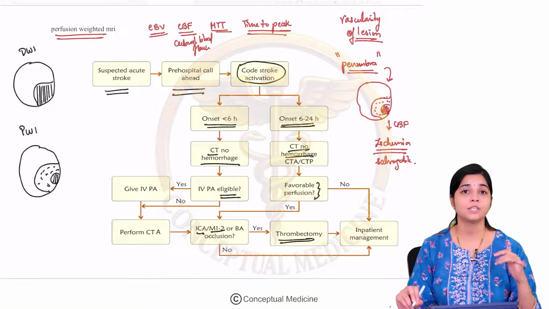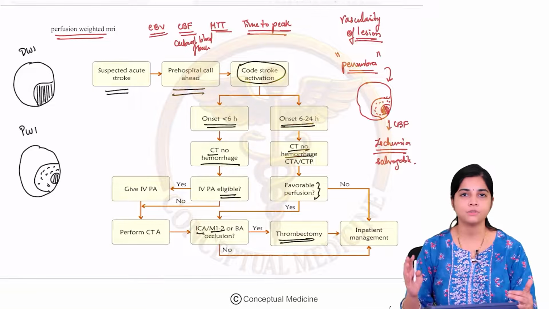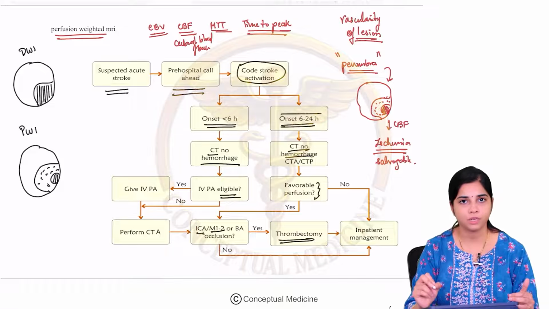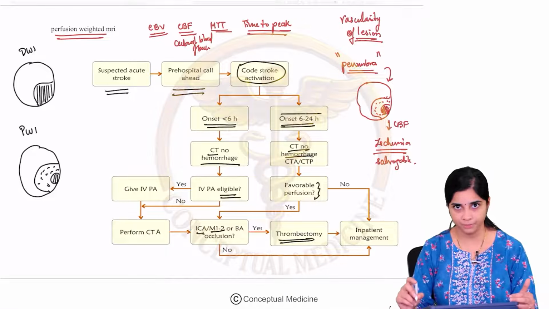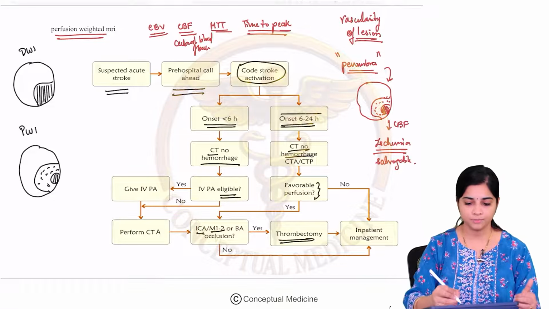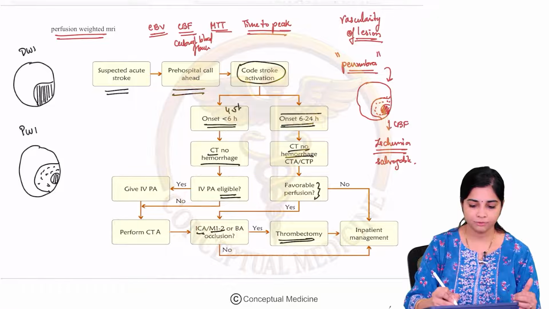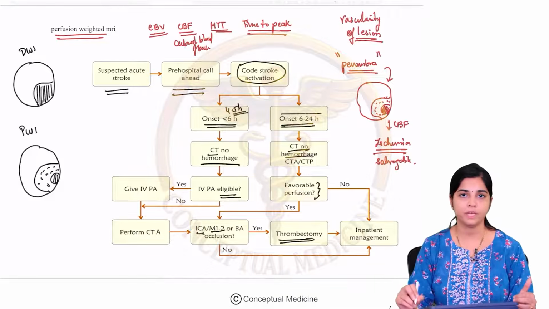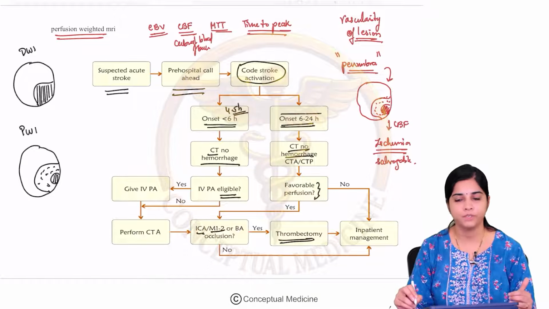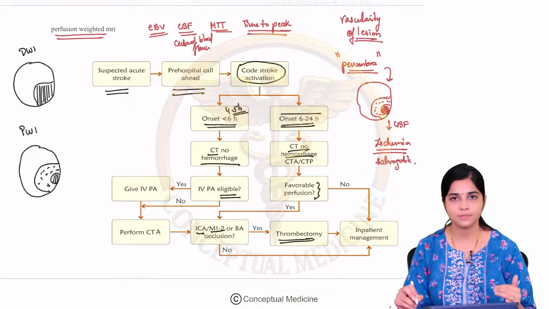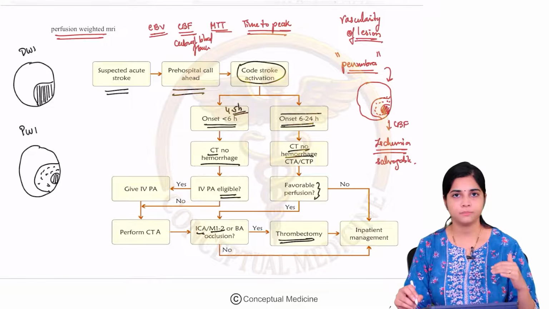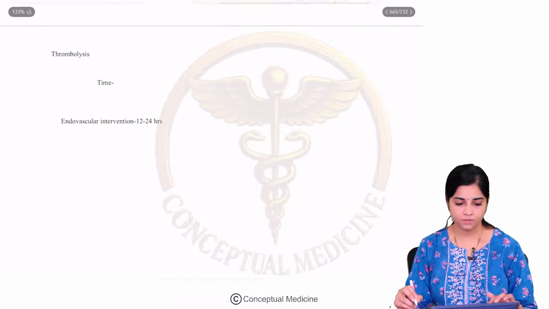Right, so if there is a large vessel stroke, ICA stroke, MCA stroke, you can remove the clot via thrombectomy, if it is between 6 to 24 hours. So thrombectomy can be done up to 24 hours. Thrombolysis has to be done within 4.5 hours. Ideally 4.5 hours. So this is about how you will approach someone who presents with symptoms similar to stroke.